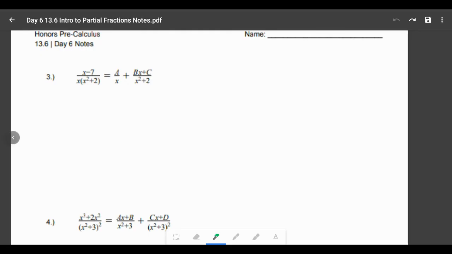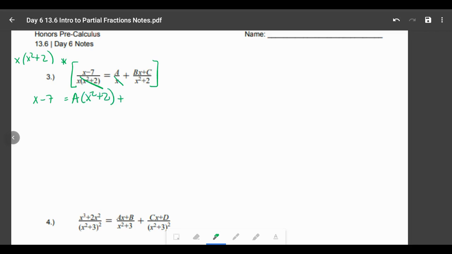Problem number 3. Remember, first thing you're going to do, no matter which method you select, you're going to multiply by the LCD, which in this case is x times x squared plus 2. In this first fraction, the whole denominator will cancel out, so I'll be left with x minus 7. In the second one, the x's would cancel out, so I will be left with a times x squared plus 2.